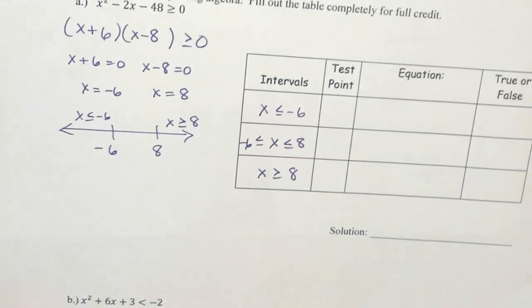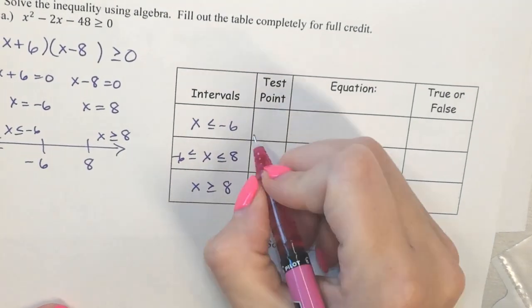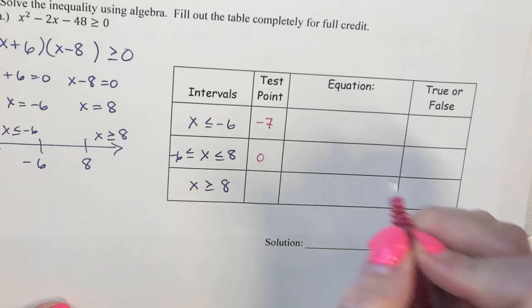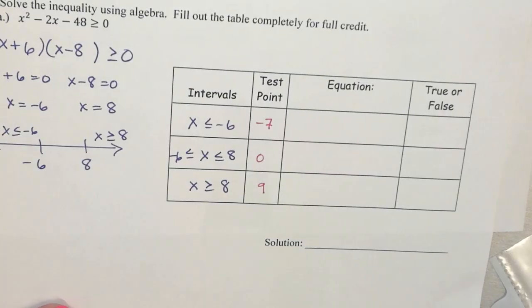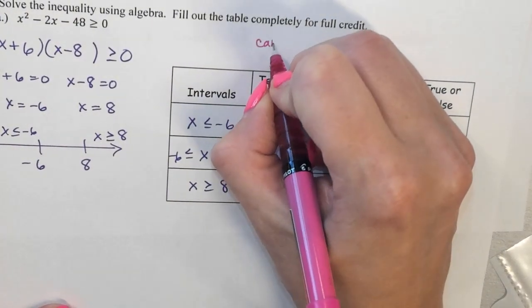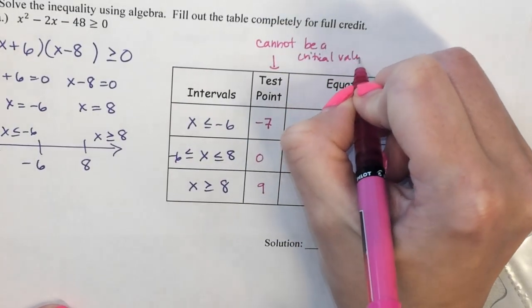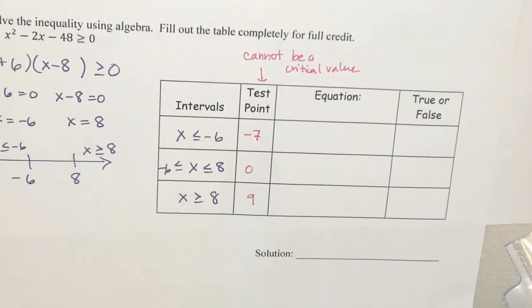You can make your test point anything in this region, okay? And you are going to have your calculator, so you can dream big if you want to. Negative 7 would be a great one for this. In between these, I would choose 0, but again, any number in between those is fine, and then a number bigger than 8. Remember, your test point cannot be a critical value. Even though it says less than or equal to negative 6, that's a critical value. This one also says equal to, so you can't use that.